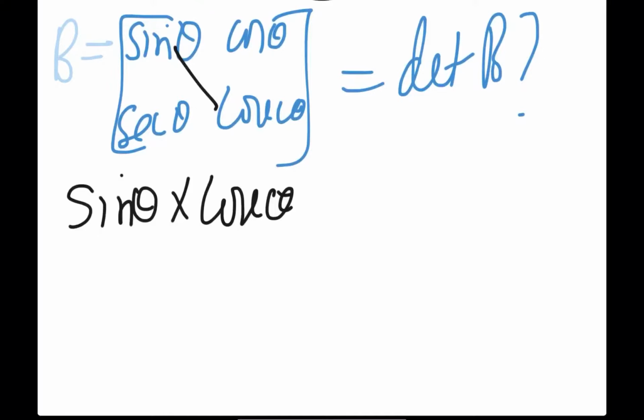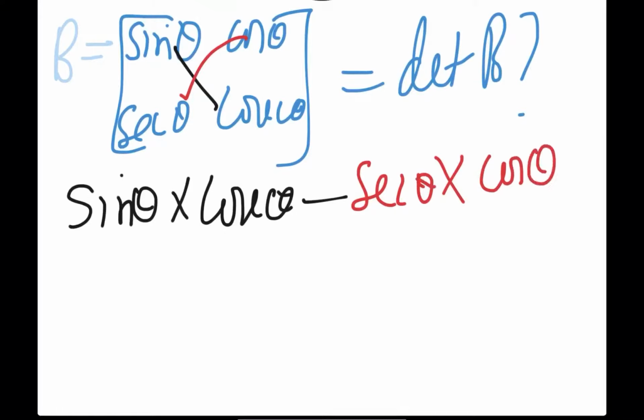Then I write the minus sign and multiply these two elements, which is your sec theta into cos theta. Sec theta into cos theta. Okay. Now of course we all know this will give out to be 1 minus 1, which is 0. If you have any doubt in this, you can just expand this.